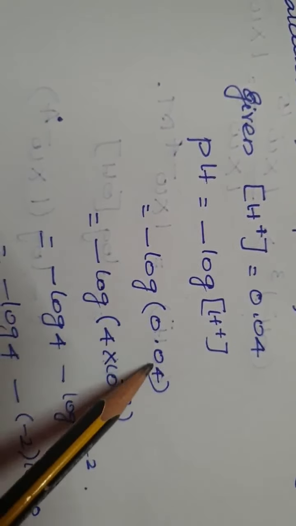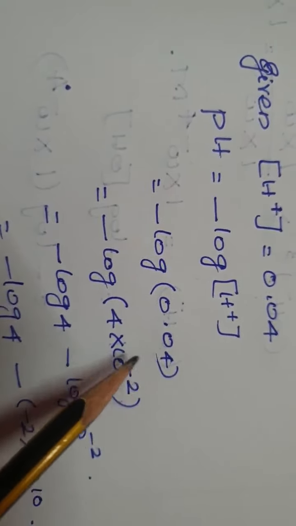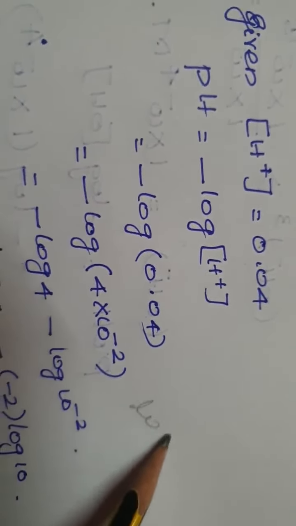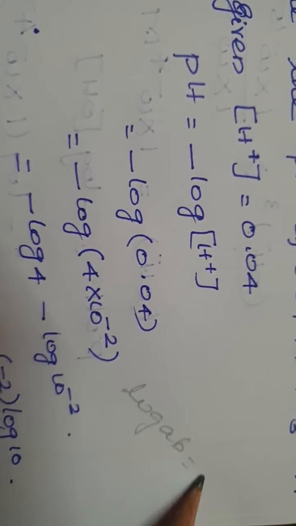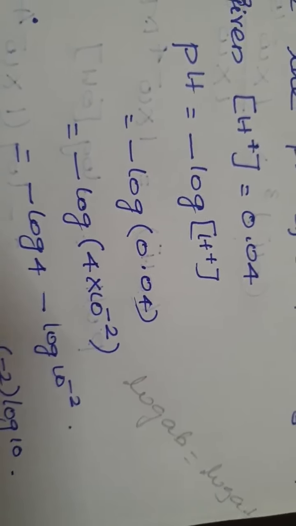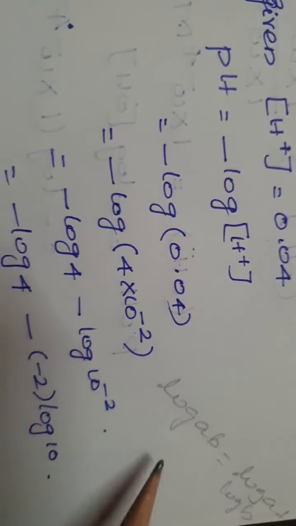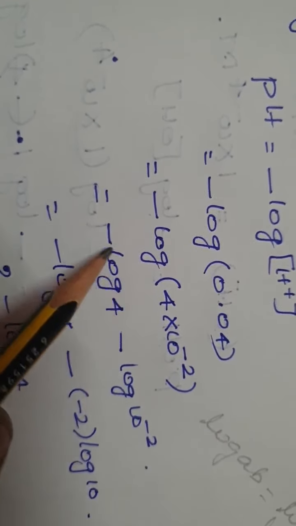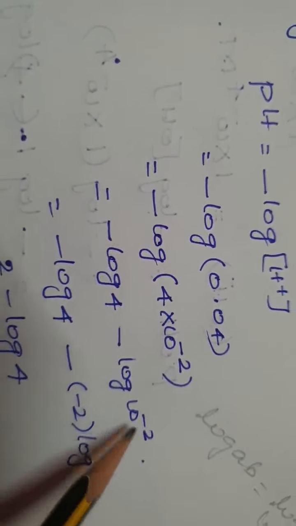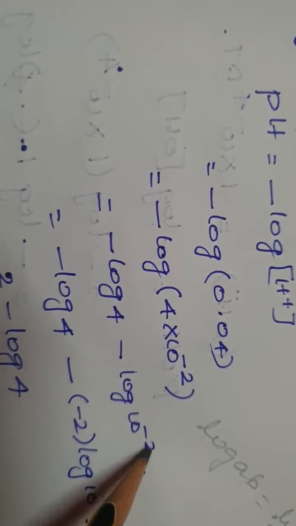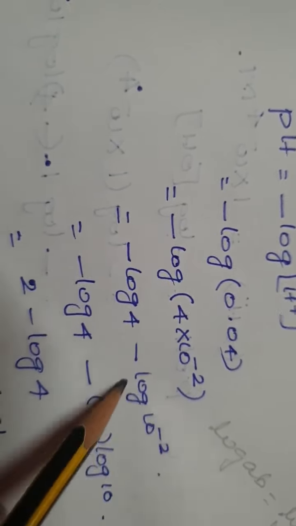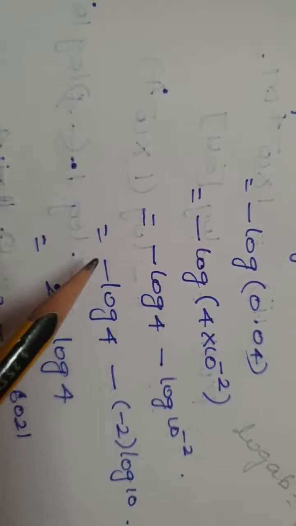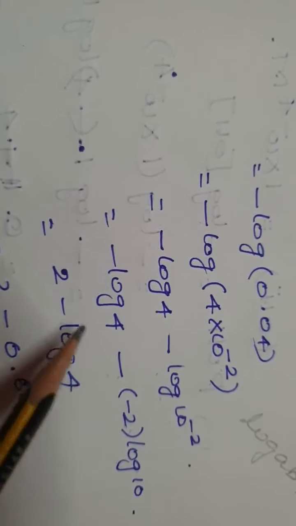So minus log 0.04. 0.04 can be written in the form of 4 × 10^-2. So this is also in the form of log (A × B). Log (A × B) is equal to log A plus log B. Again this negative sign is common for both the numbers, so you have to separate these two: minus log 4 minus log 10^-2. This is in the form of log A^n, so you have to take this minus 2 here, n into log A, which means minus of minus 2 into log 10.